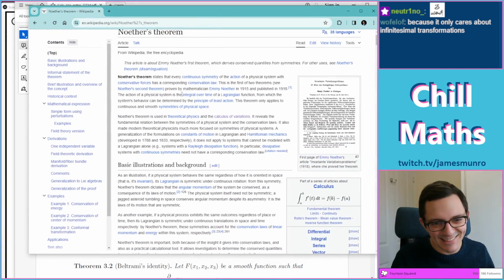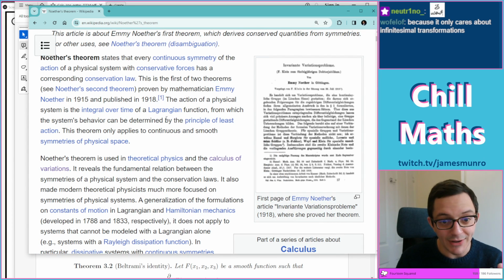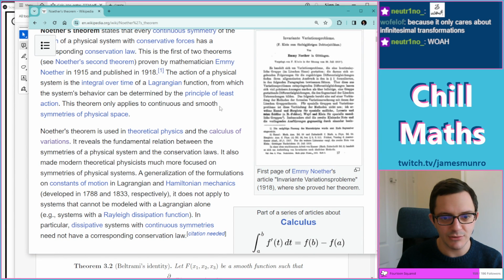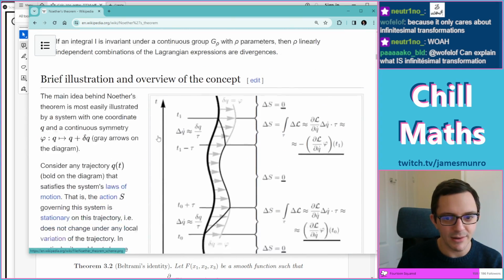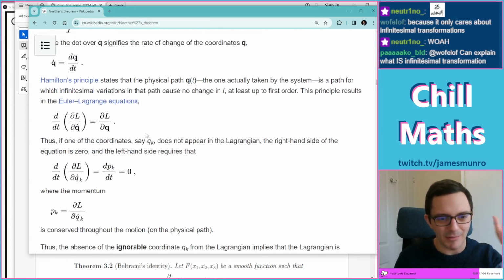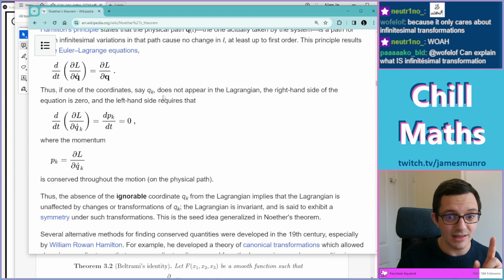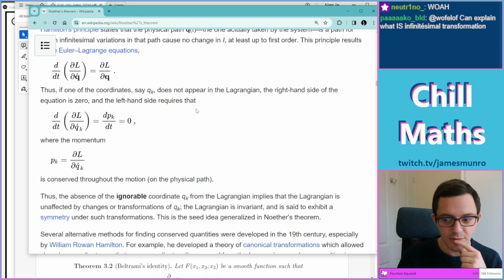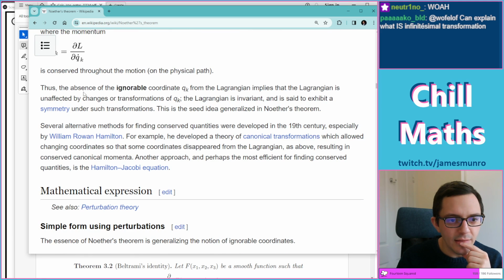Rescue me, Wikipedia. Integral over time of a Lagrangian. Okay, so I can say Lagrangian. Continuous and smooth symmetries of physical space. But there's this lovely table in here somewhere. Where's the table? Blah, blah, blah, proof, blah, blah, blah. How does it work? Why is it true? Euler-Lagrange equations, the thing we've just seen. Ignorable coordinates. Yeah, okay. Oh no, the absence of the ignorable coordinate.